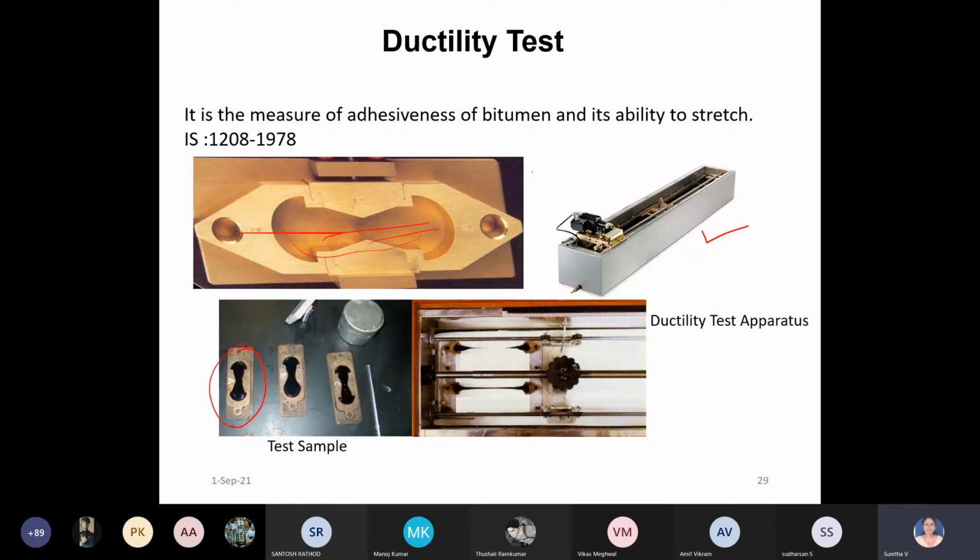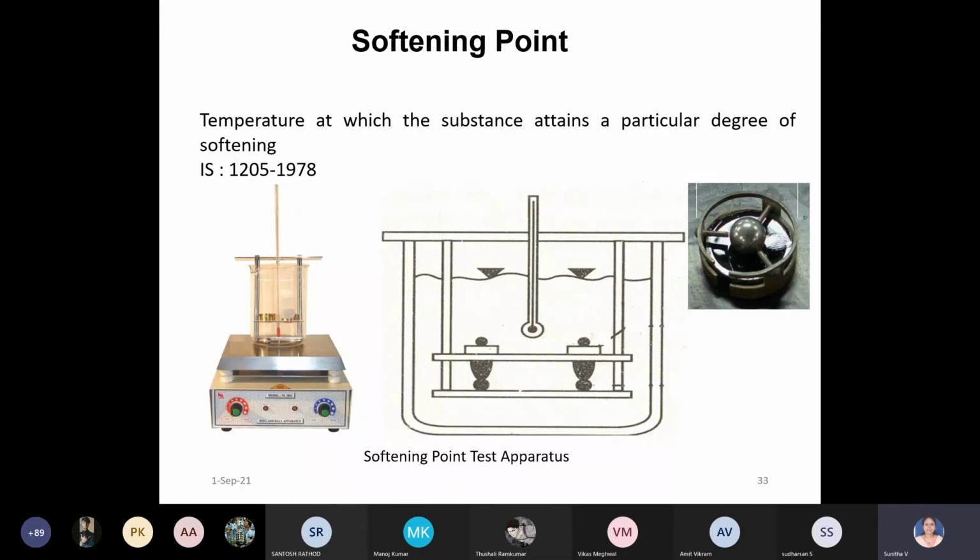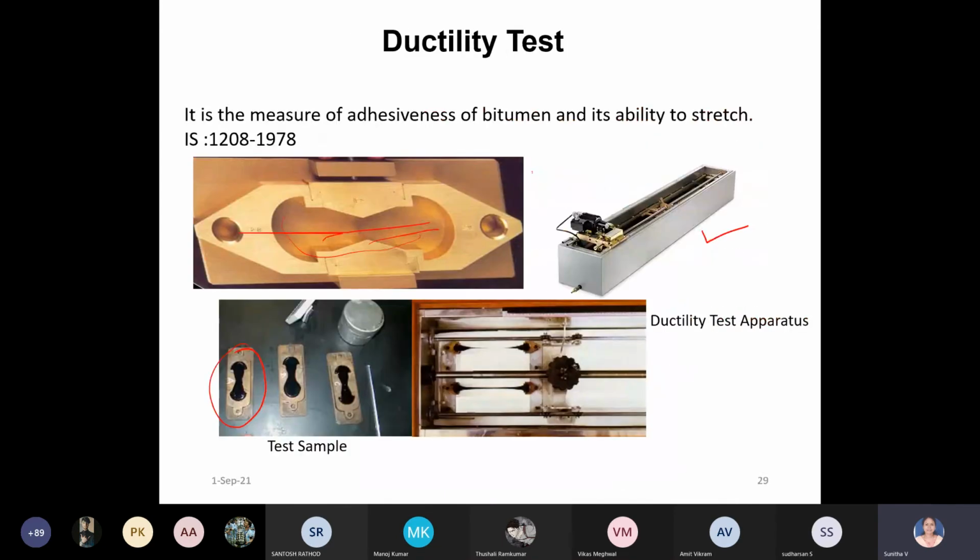So you can see this in this picture. Then this entire setup, how your bitumen is in this briquette, you can see this can be separated. It's not one, it's two molds that can be separated in this figure, so it can be stretched apart. The entire setup is kept in water.